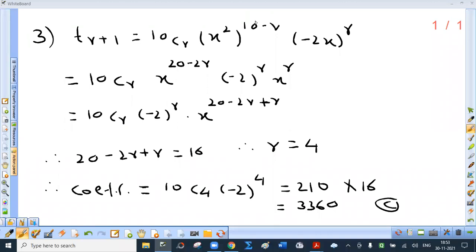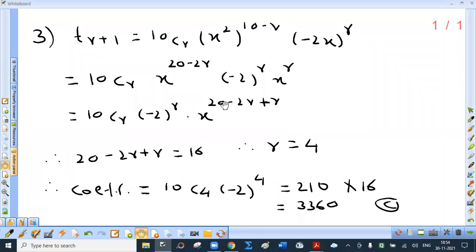Third one, in the expansion of (x² − 2x) raised to 10, the coefficient of x^16 is. Let us find the general term. So it is T(r+1) = 10Cr (x²)^(10−r) (−2x)^r. So it is 10Cr x^(20−2r), using (a^m)^n = a^(mn), (−2)^r x^r. So 10Cr (−2)^r.